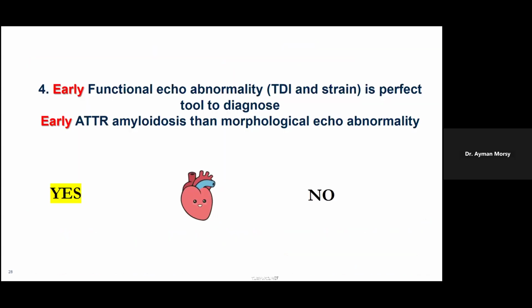And this is a very nice issue. Always consider TDI and strain as very good signs to diagnose the patient early. So don't wait even until LVH comes. That's why the general rule is that early functional echo abnormality, meaning tissue Doppler and strain, is a very perfect tool to diagnose early signs of cardiac amyloid ATTR, rather than morphological findings like Mickey Mouse heart or LVH.